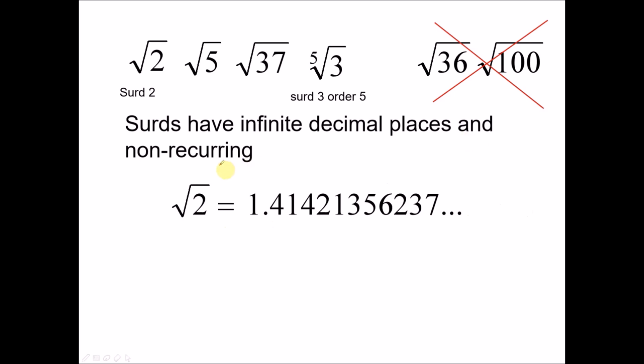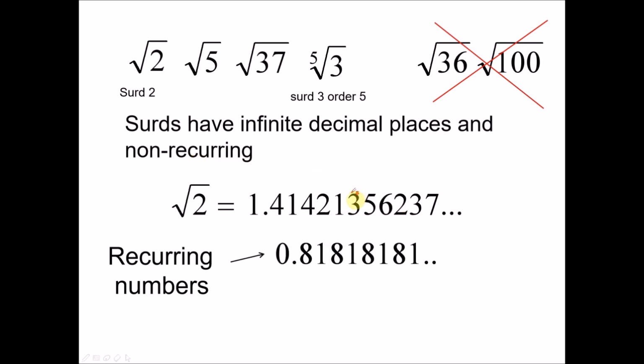And non-recurring means that in all the numbers here, there is no repeating pattern. An example of recurring numbers is 0.81, 81, 81, and you can see that 8 and 1 are repeating. But for these numbers here, it is non-repeating. So surds have infinite decimal places and they are non-recurring.